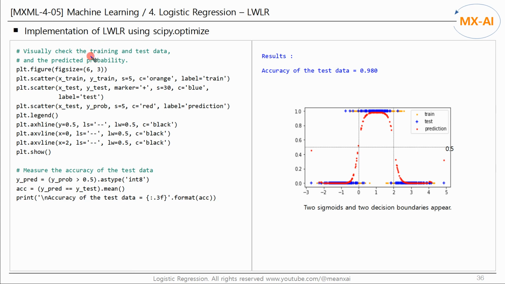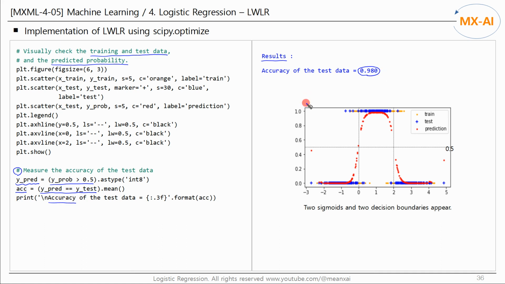Next, we visualize the training data, test data, and predicted probabilities, and measure the accuracy of the test data. If the predicted probability is greater than 0.5, the class is predicted as 1, otherwise it is predicted as 0. This is the ypred. And we use the predicted class and the actual class to measure the accuracy.